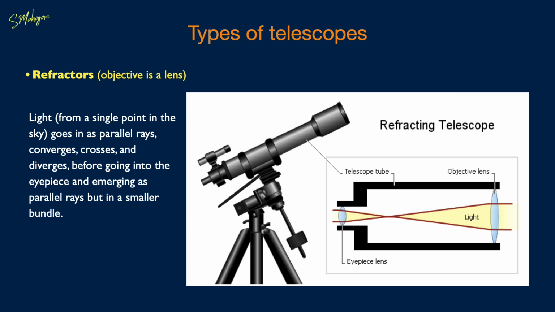The light from a point source enters through the objective lens as parallel rays because our object is very far away. The rays then converge, cross and diverge before going into the eyepiece and again emerging as parallel rays but in a smaller bundle which can be seen by the observer.